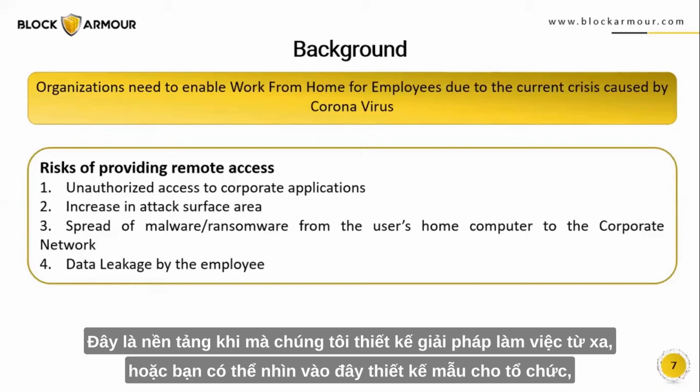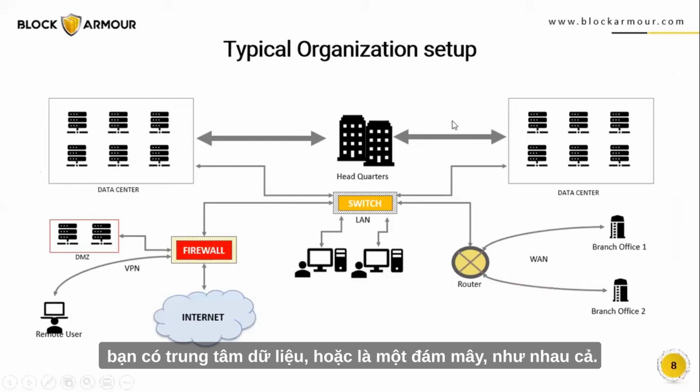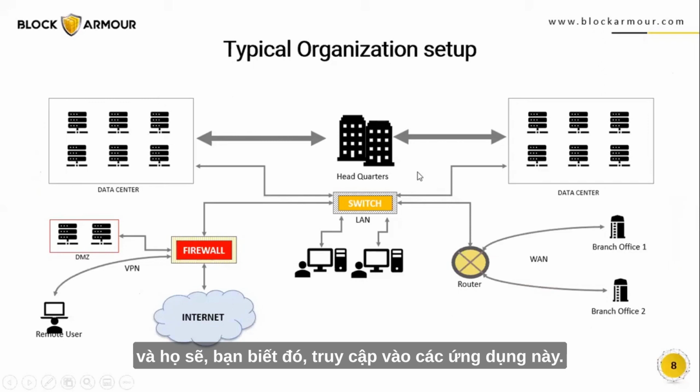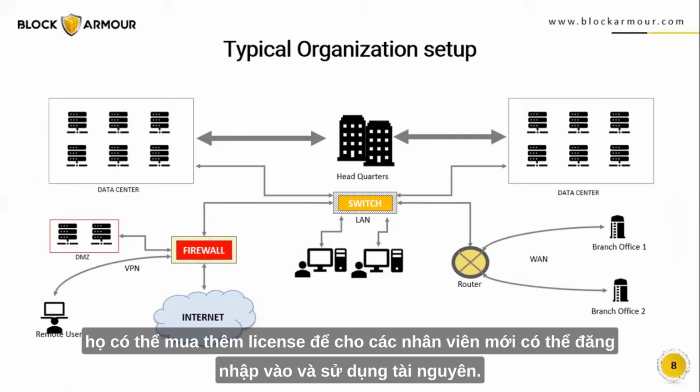So this is the basis on which we have designed our work from home solution. You can look at a typical organization setup here, right? So, you have your data center, or this can also be cloud, doesn't matter. Typically, you will have a LAN setup, and people will access through VPN to access these applications. Now, what are the challenges in just allowing people to use VPN access today? Let us say an organization already has VPN. They will just say, I will buy more licenses, and more people can just log in and start accessing.